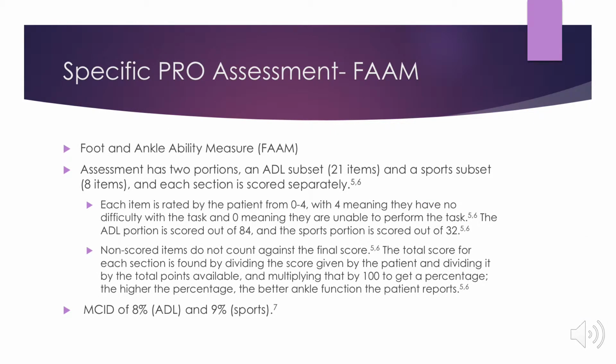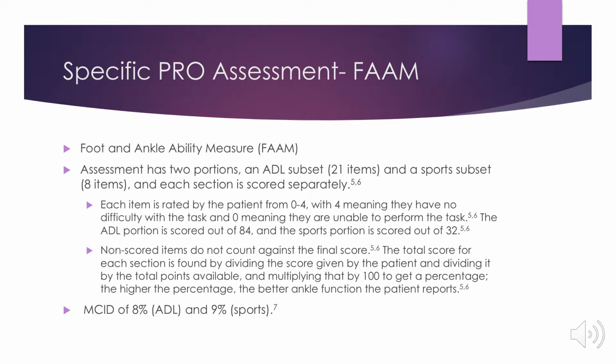The specific patient-reported outcome assessment I used is the Foot and Ankle Ability Measure, abbreviated FAAM. This assessment has 2 portions, an ADL subset, which has 21 items, and a sports subset, which has 8 items, and each of those sections is scored separately. So each item is rated by the patient from 0 to 4, 4 meaning that they have no difficulty with the task, and 0 meaning that they are unable to perform the task. The ADL portion is scored out of 84, and the sports section is scored out of 32.